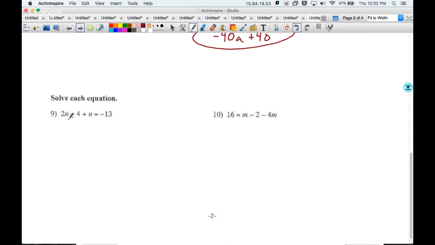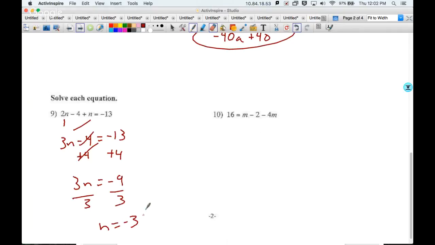And we got some to solve. First thing is I look for grouping symbols. Then I look for some variables on the same side. I do have some. This 2n and this n can combine to be a 3n. Minus 4 equals negative 13. Now I've got constants on both sides. I want to move those constants away from the variable. So I'm going to add 4 to both sides to move everything away from this variable. I've got 3n equals negative 9. Divide by 3, n equals negative 3.